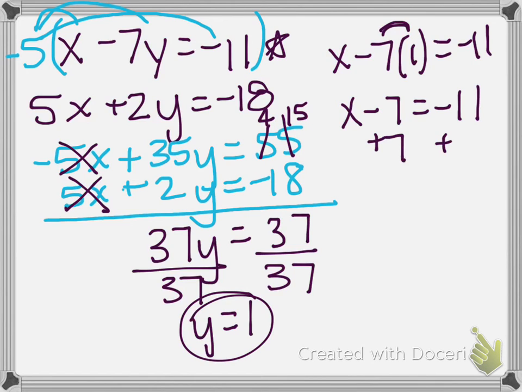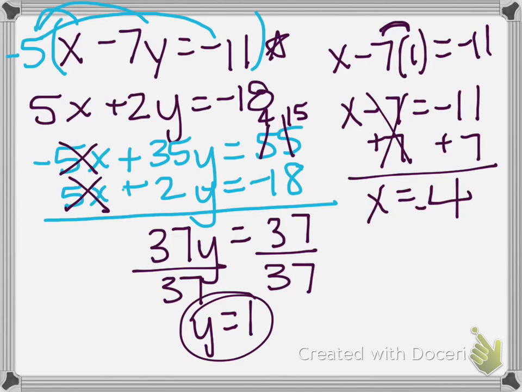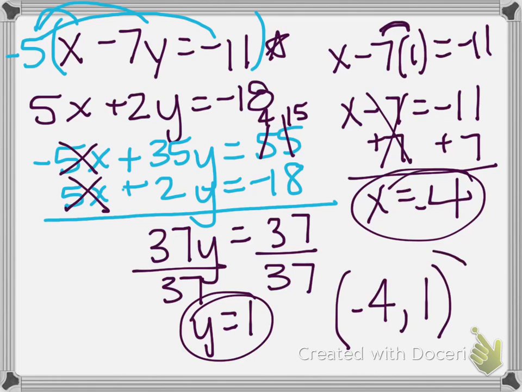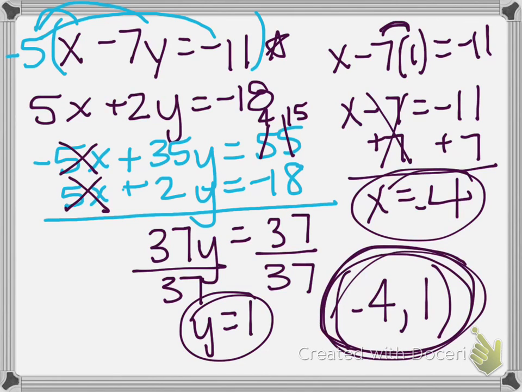Add 7 to both sides to get x by itself. We get x equals negative 11 plus 7. Gives us a negative 4. That's our final answer there. So our overall final answer would be negative 4, 1. And that's what we would use in our worksheet or plugging into an answer box.